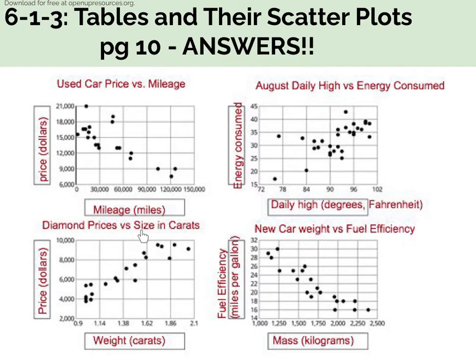Next one is diamond prices versus size of carats. The price depends on the weight of the carat. Notice how the higher we go in the weight, the higher the price goes. And then this is new car versus fuel efficiency. The fuel efficiency is going to depend on the weight of the car. Notice how it is going to go down as far as the fuel efficiency: the heavier the car becomes, the less fuel efficient it's going to be.